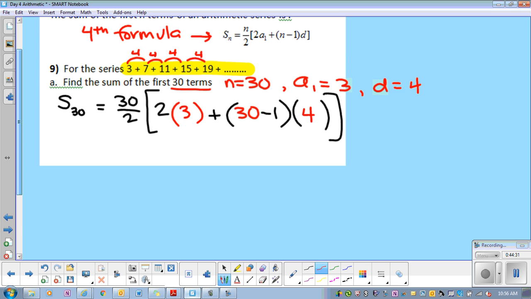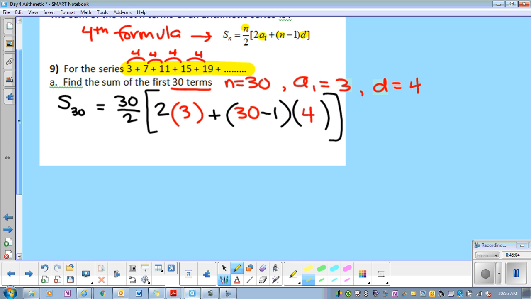Okay, all I do is plug in. N equals 30, I got from 30 terms. A sub 1 equals 3 from this list, the first number in line. And d equals 4 because we did the backward subtracting thing. 19 minus 15 gave me 4. 15 minus 11 gives me 4. So now what I did was plug it in. Plug in that n, the a sub 1, and that d.